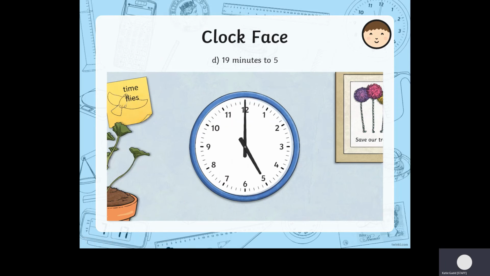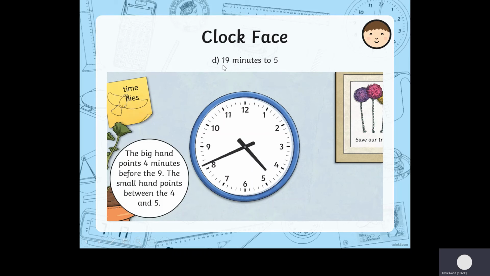Okay, 19 minutes to 5. Where should the hands be on the clock? Let's look together. So I know 19 is made up of 15 and 4. So we need to count in multiples of 5 to 15. 5, 10, 15. And then 4 more. 16, 17, 18, 19. So the big hand points to 4 minutes before the 9. And the small hand points between the 4 and the 5. Because like we said before, it's already past 4 o'clock and we're getting towards 5 o'clock.